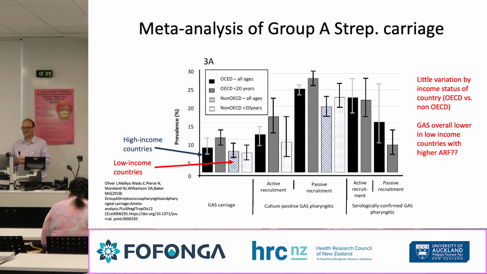And another curious thing is that Group A strep, which we've been really trying to hammer in New Zealand, if you look at the prevalence of Group A strep, you see that the prevalence is actually slightly higher in high-income countries than low-income countries, which is strange. Generally, rheumatic fever is only a disease of low-income countries. In some countries such as the UK, US, many parts of Europe, rheumatic fever is a very rare disease.